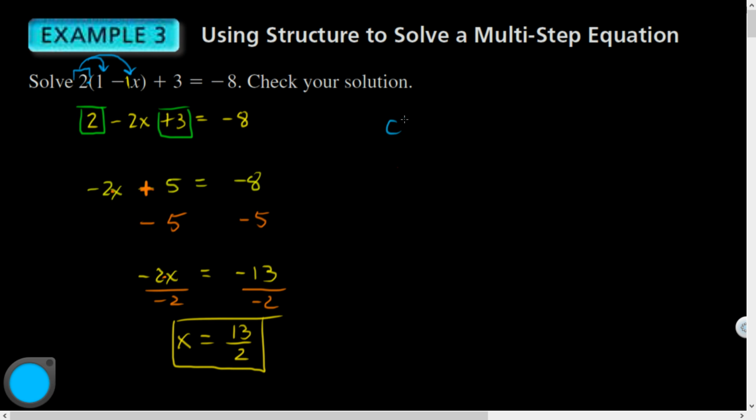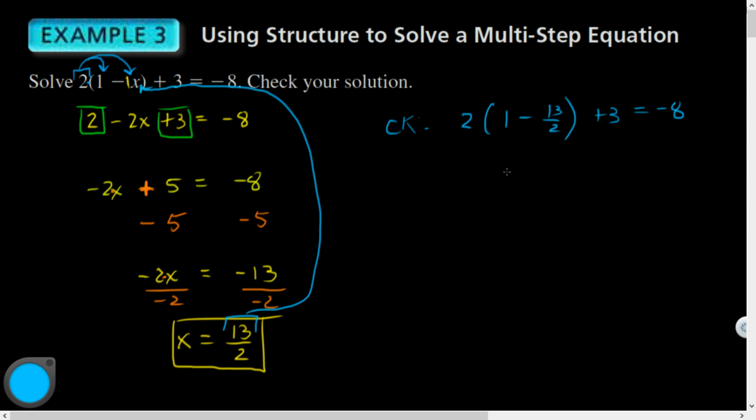Let's see, I will do a check with this. Just in case you don't believe me, I can plug this into the original problem. All right, and let's see what happens. 2 times 1 minus 13 halves, plus 3 is equal to negative 8. To combine fractions, I'm going to need to get a common denominator of 2, right? You guys remember how to do that?